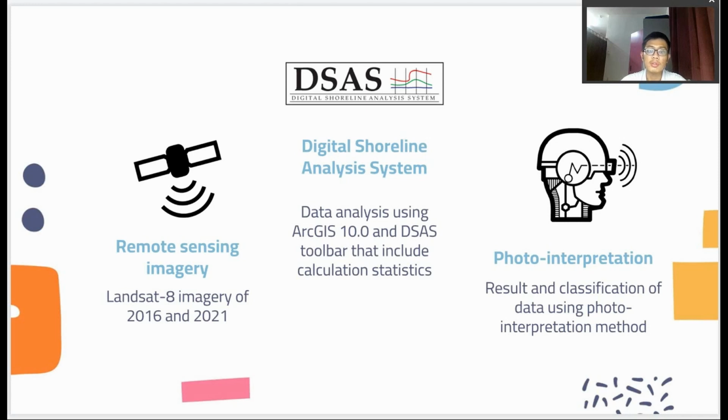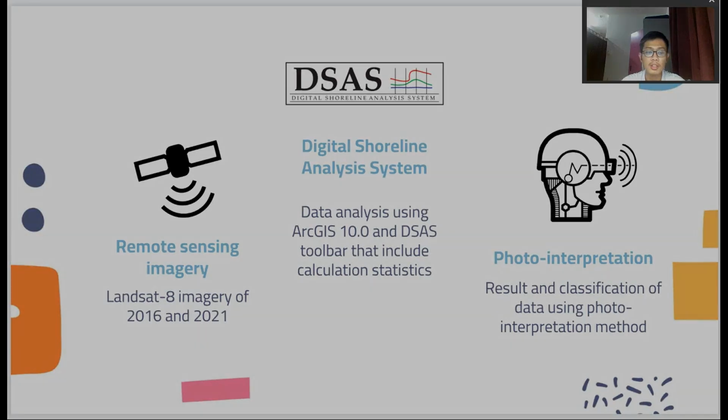And the second tool I use is DSAS, or Digital Shoreline Analysis System. So in addition to ArcGIS 10.0, I'm using DSAS as a secondary tool to calculate the shoreline and also erosion. So the last method is photo interpretation. So result and classification of the data is determined and also verified only using the photo interpretation method, because there is no ground data or field data in this study.